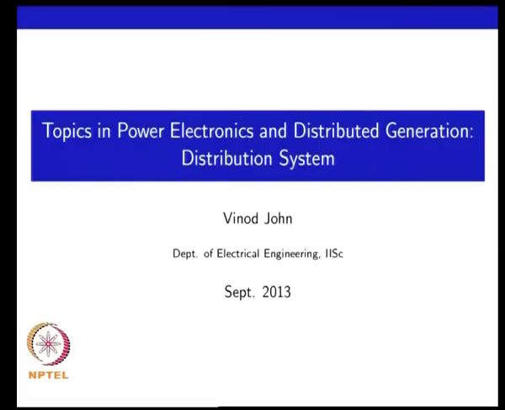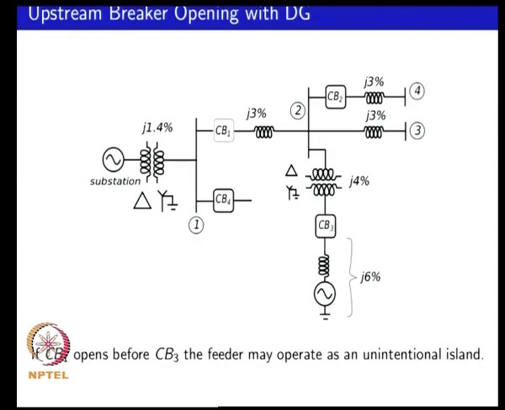In the last class we were talking about grounding of distribution systems, and we saw in the example that we were discussing that there is a possibility where you might have an upstream breaker in your circuit opening when a downstream DG is still connected to the system, and this connected DG may operate and continue to excite the feeder even when the upstream breaker has opened.